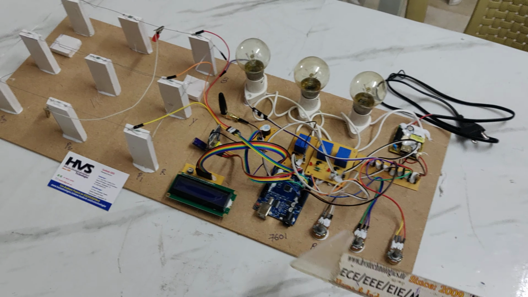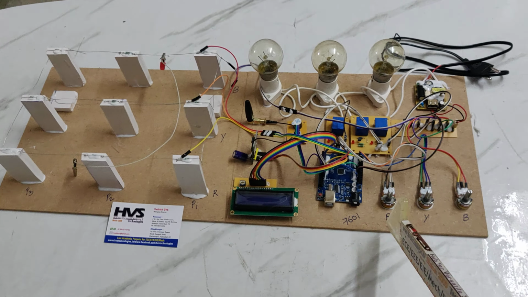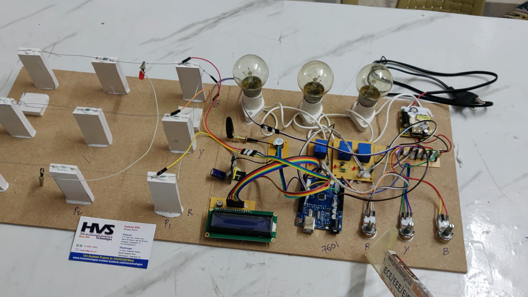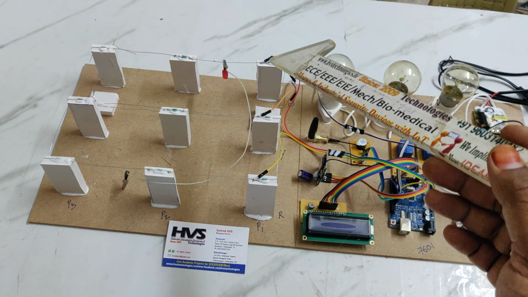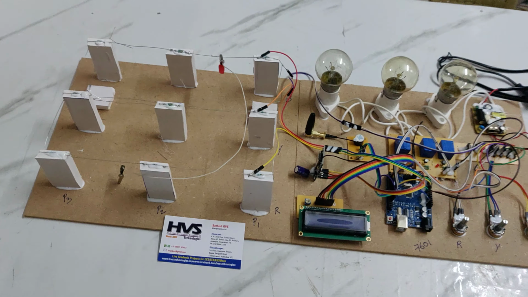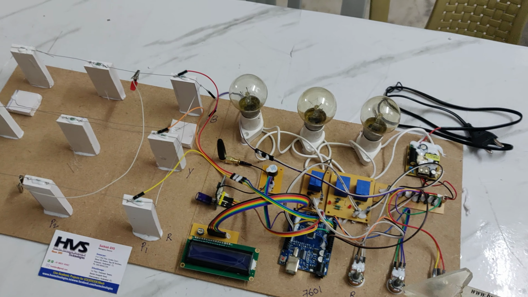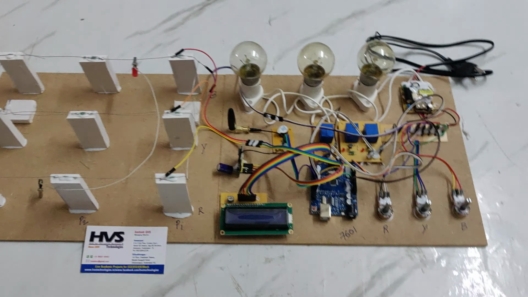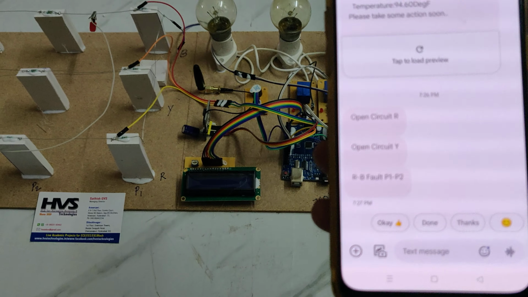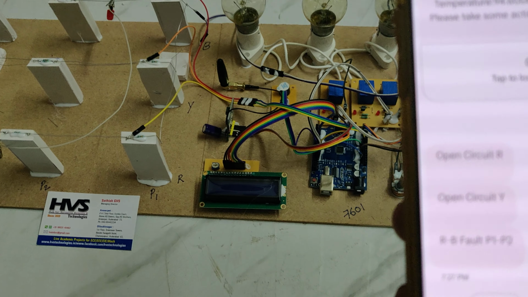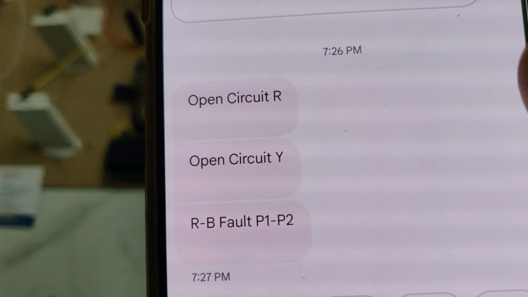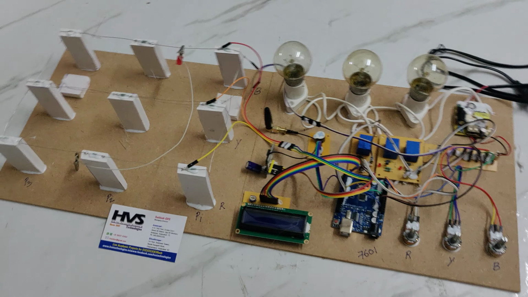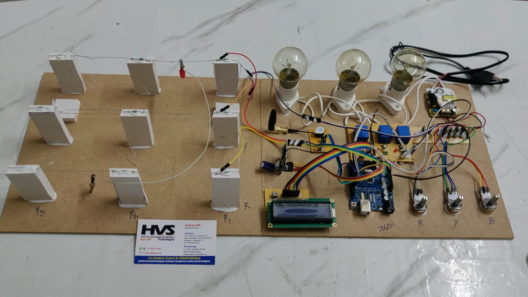And next, low voltage and high voltage: with the help of these potentiometers we are going to create low voltage and high voltage faults, along with line to line and open circuit faults. In these abnormal cases, the system will send message alerts to the registered phone number. These are the messages we received while testing: open circuit fault in the respective phase, as well as line to line fault with exact point of identification.